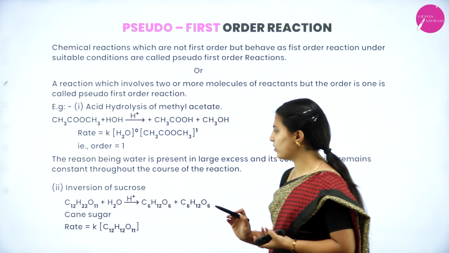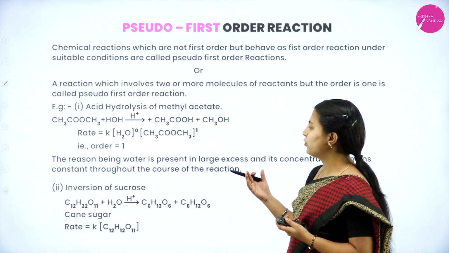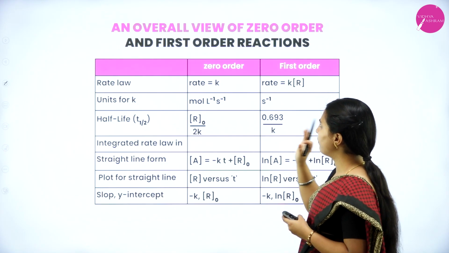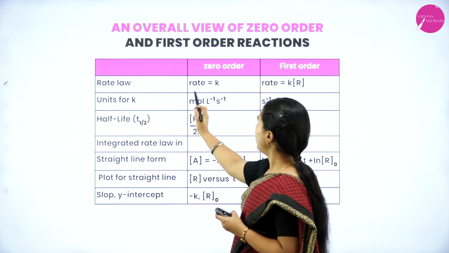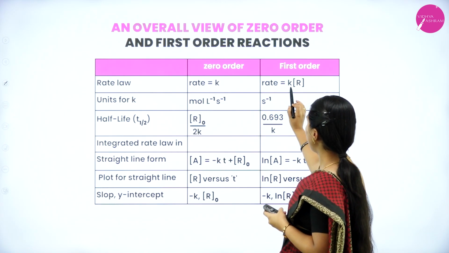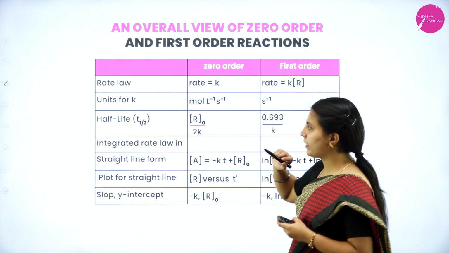Inversion of sucrose is also the same thing. It is a pseudo first order reaction. And now the overall view of zero order and first order reactions. Rate law: in the zero order, rate equals K into concentration of reactant.